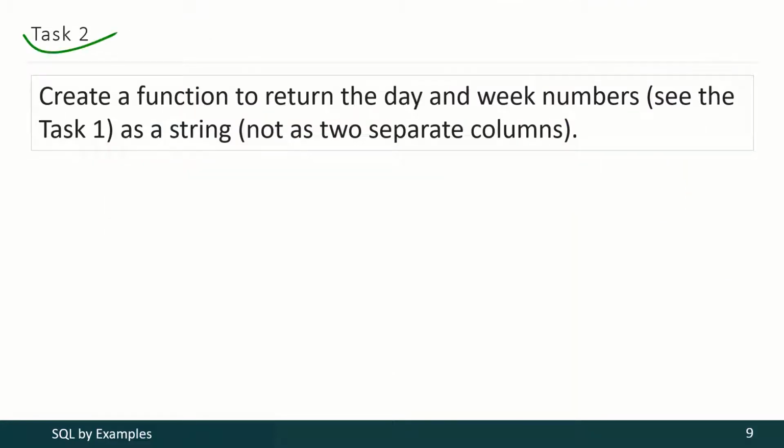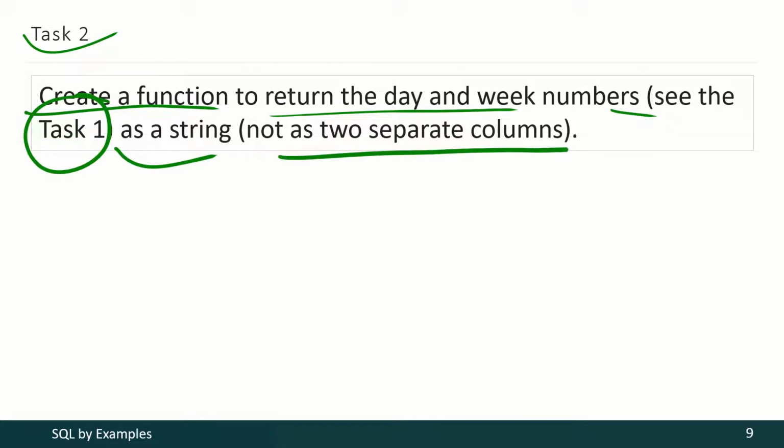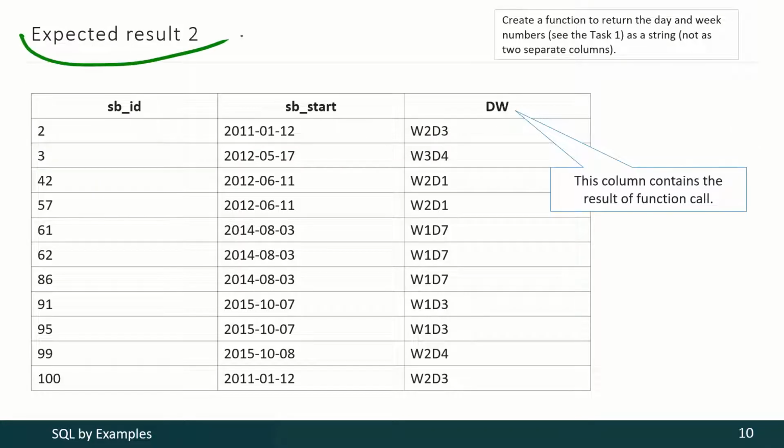In the second task, we have to create a function to return the same information as in the first task, but as a string, not as two separate columns. The expected result here is the next.